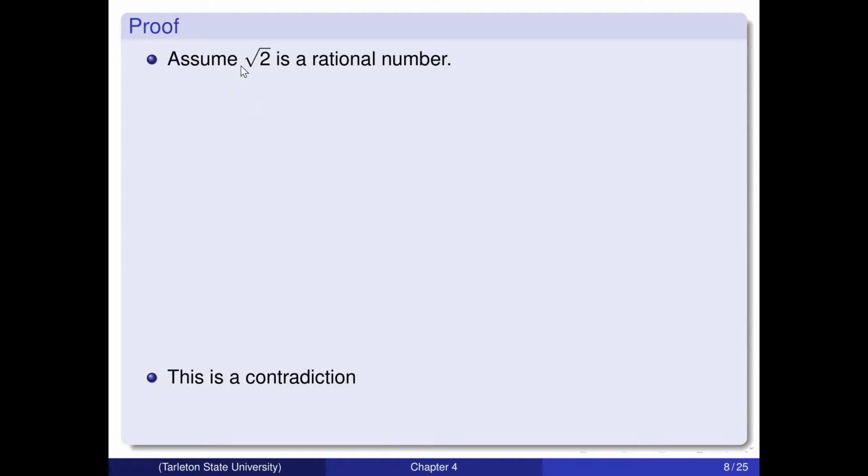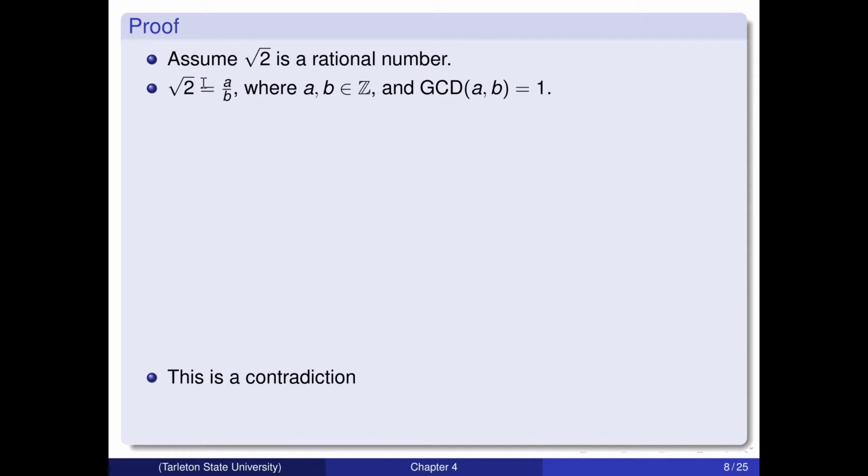So because the square root of 2 is a rational number, it can be written as a fraction a over b, where a and b are both integers. That's what we saw a couple slides back. And we also talked about the idea that we can force the numerator and the denominator in this fraction to have a GCD of 1. This is actually going to be important in a second.